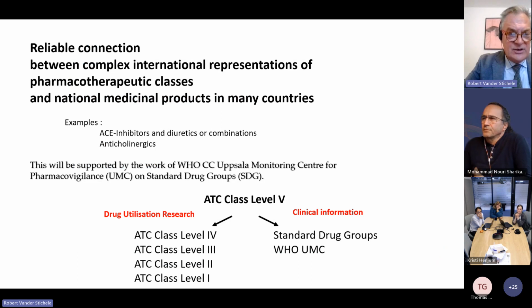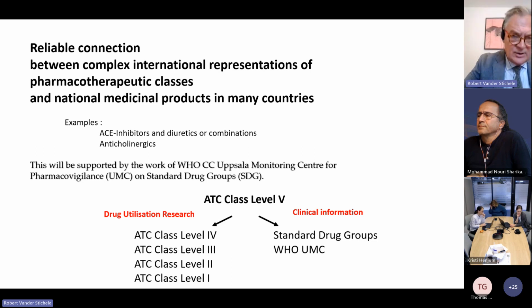A reliable connection is needed between complex international representations of pharmaceutical classes and national drug products in many countries. The example was ACE inhibitors and diuretics, but also anticholinergics. We have, of course, the ATC classes from level 5 to level 1, but these classes were constructed for drug utilization research purposes and are not always clinical.